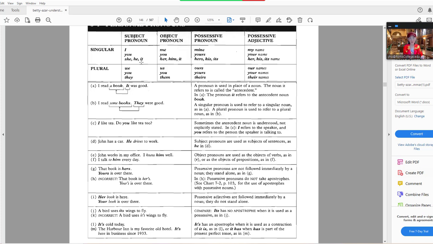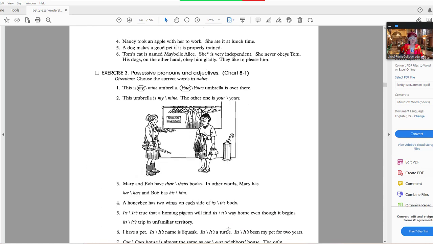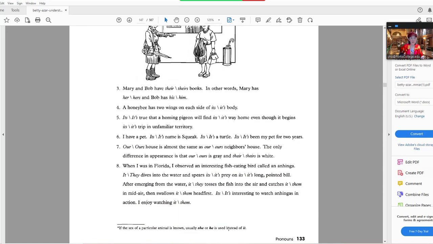So a subject pronoun comes before the verb: I, you, she, it, we, you, they. An object pronoun comes after the verb: me, you, her, him, it, us, you, them. A possessive pronoun stands alone and comes after the noun. The book is mine. The book is yours. And then the possessive adjective comes before the noun. My book, your book. So those are the different kinds of pronouns that you can use in Chapter 8.